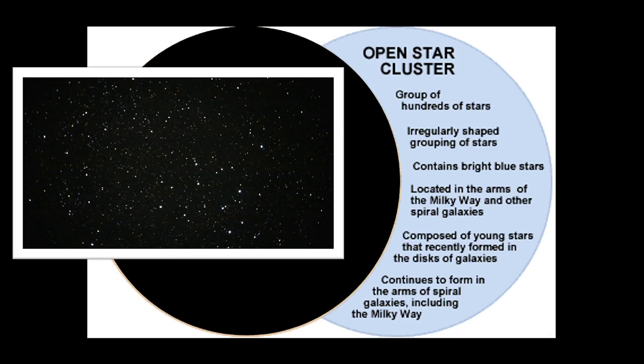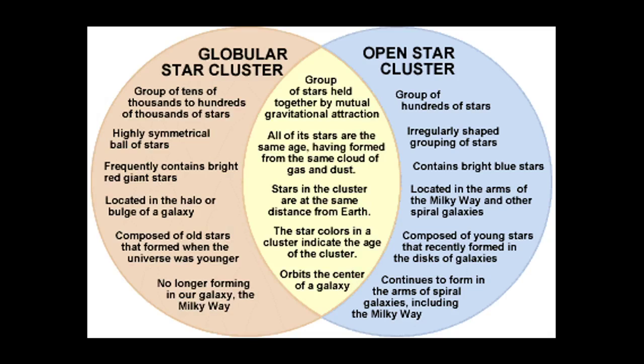And this is a, what's the diagram called? Venn diagram. And then there's a central section where they've got things in common. So they're all groups of stars held by mutual gravitational attraction. All of the stars are roughly of the same age and are formed from the same cloud of dust. They're roughly the same distance from Earth, so it's not an apparent feature. They are actually close to one another, and they all orbit the centre of the appropriate galaxy.